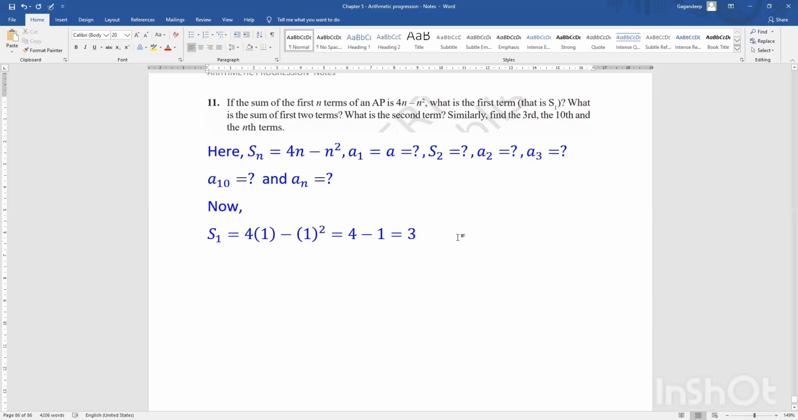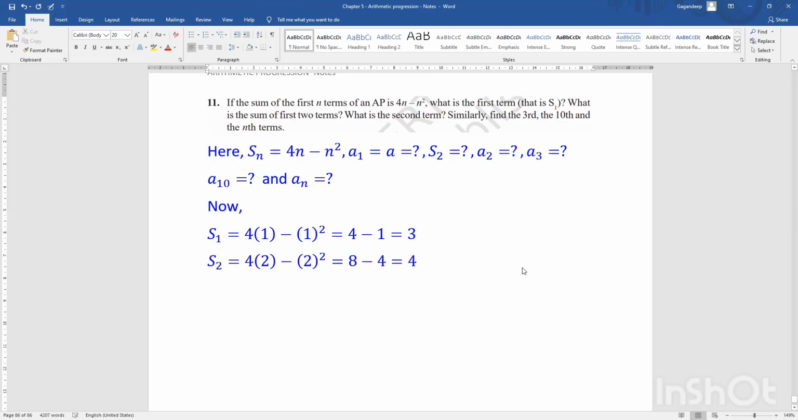In my next step, I'm going to find out S2. Same way for S2, I take this Sn formula, and then instead of n, I'm going to replace it with 2. So S2 equals 4 into 2 minus 2 square, which is nothing but 4 into 2 is 8, minus 2 square is 4. That is equal to 4.